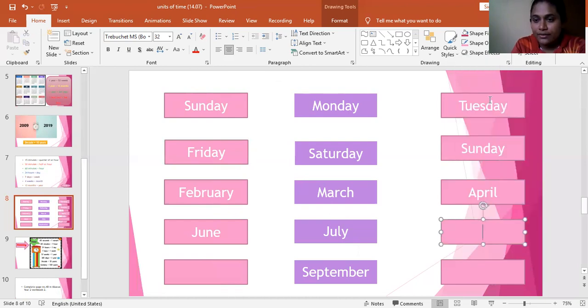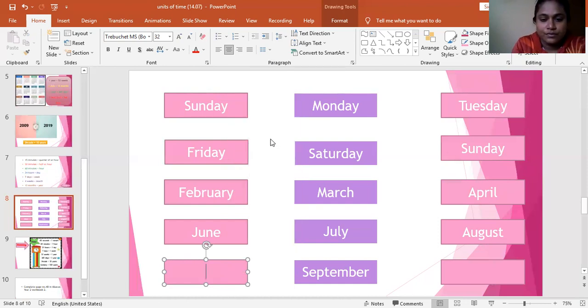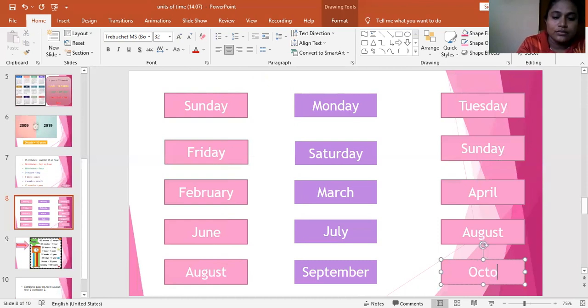June, July, August. August, September. That means August comes before September. Then we meet August, September, October.